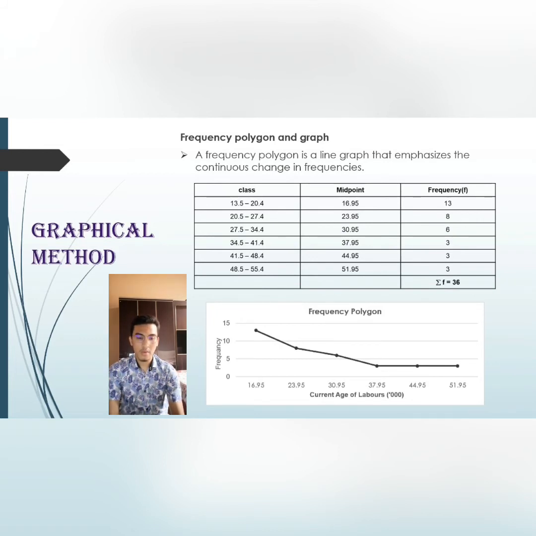The following properties must be followed: the horizontal scale is the midpoint of the data value. A frequency polygon has three things. The first is class, midpoint, and frequency.